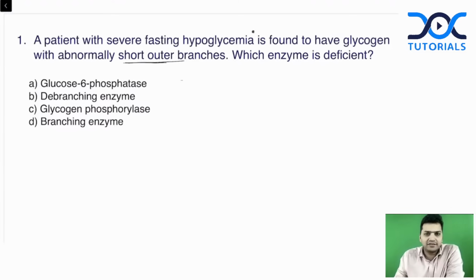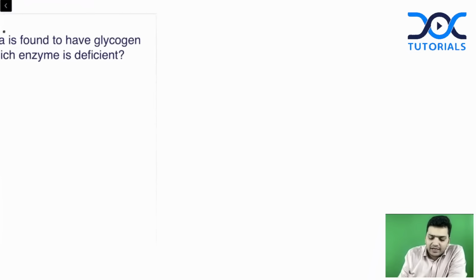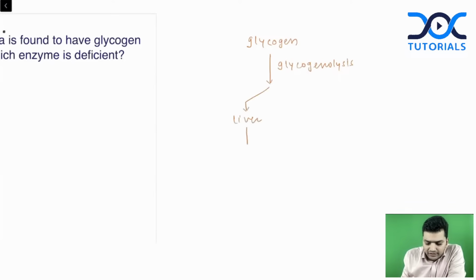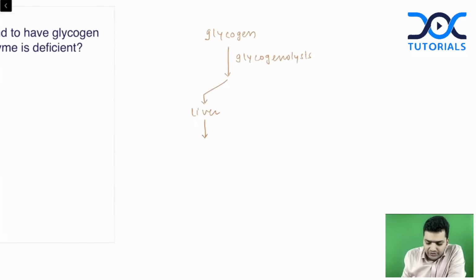Whenever we are in the fasting state, the glycogen is supposed to be cut down. And when we cut down the glycogen, that is referred to as glycogenolysis. In glycogenolysis, when this process occurs in the liver, the last product that you are going to get is going to be glucose.